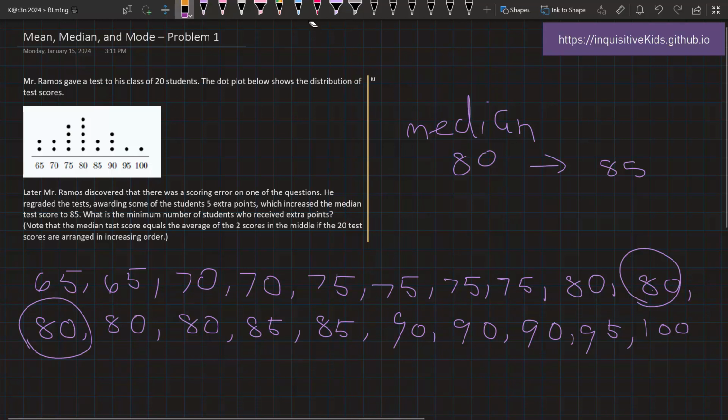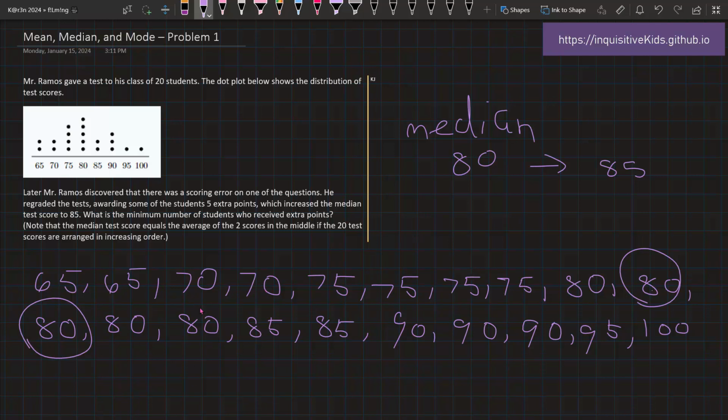And in order to change the median, it won't really matter if, for example, we change one of the 75 scores, because that would just change it up to an 80 only. We would want to get it up to 85. And it also wouldn't matter if we changed a 95 and we turn it into a 100, because the median still won't change. So what must be changed is one of the 80s over here.